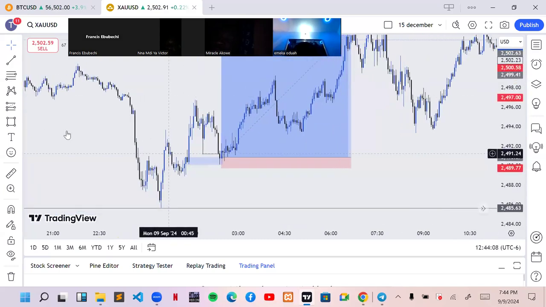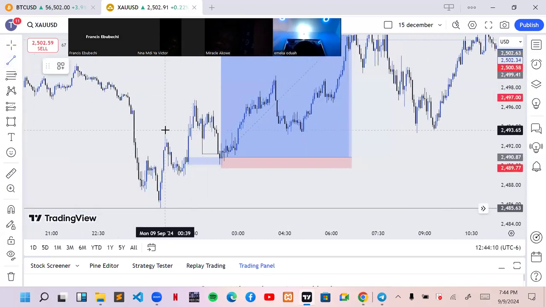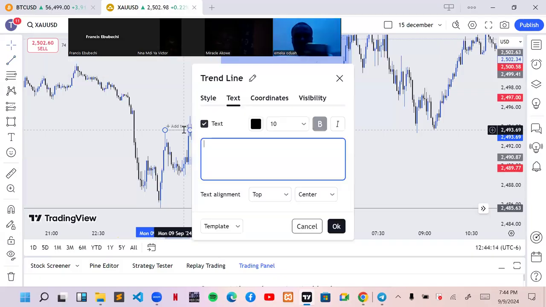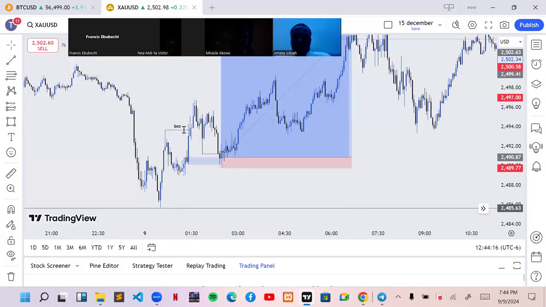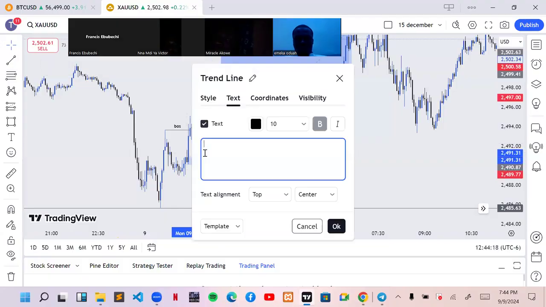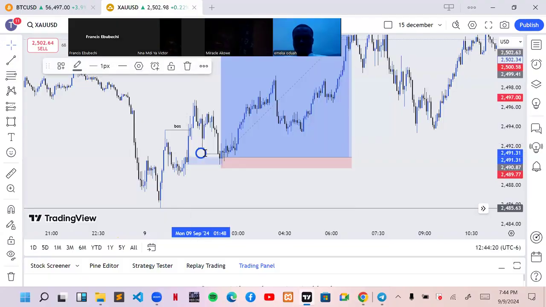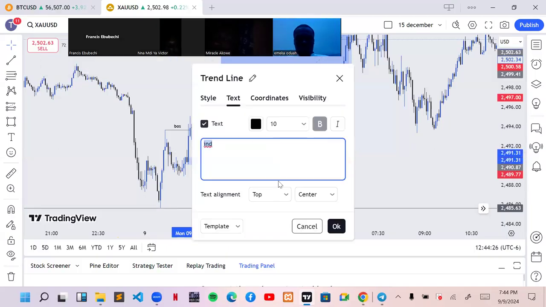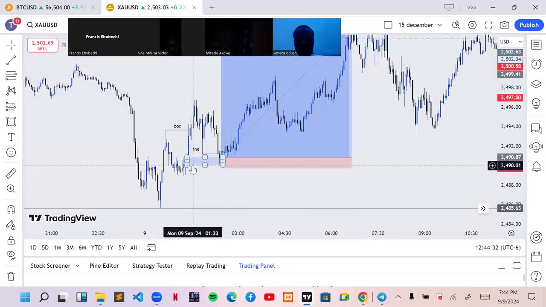Pay attention. After the market had this break of structure here, it made this. This is my break of structure, so I'll mark it up. This is my inducement here. This is my inducement. My inducement, and then this is my order block.